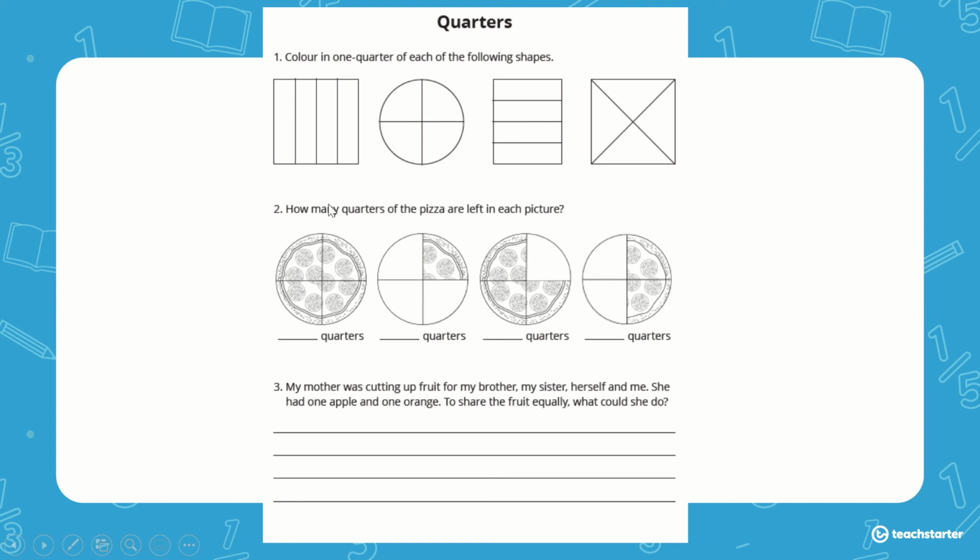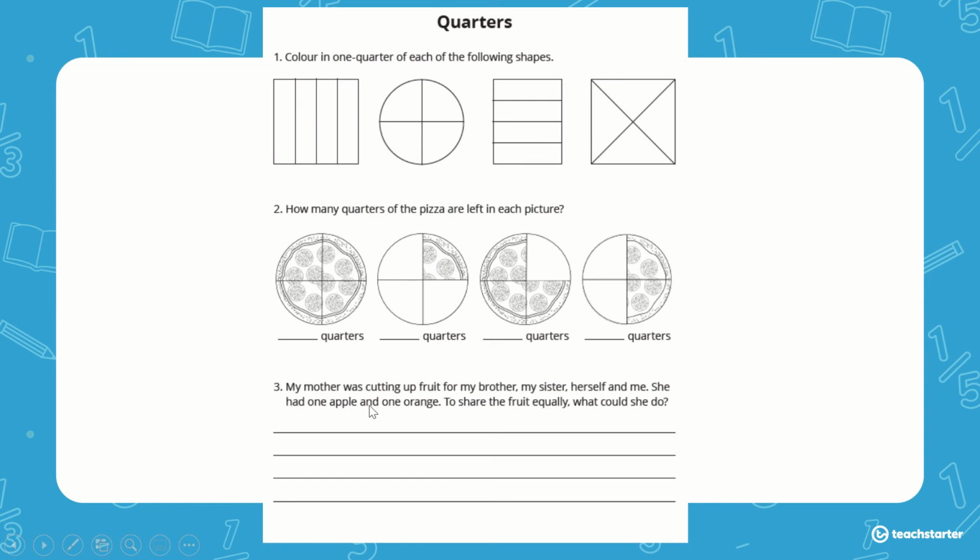All right, number 2, how many quarters of the pizza are left in the picture? So what's left? What hasn't been eaten? You need to have a look at how many quarters are left. So have a look at this. 1, 2, 3, 4. So you would put 4/4 are left, or 1 whole. 1 whole pizza has not been eaten. And then have a look at this one too. See how many quarters are left.